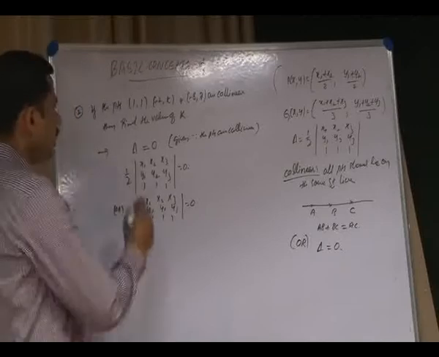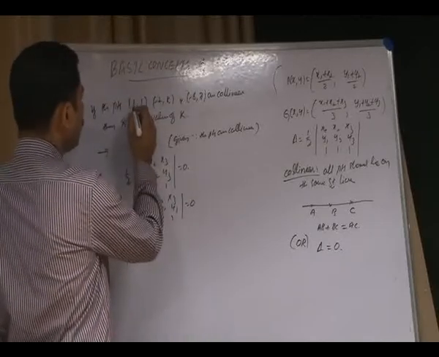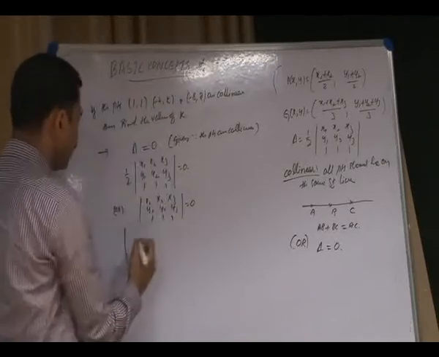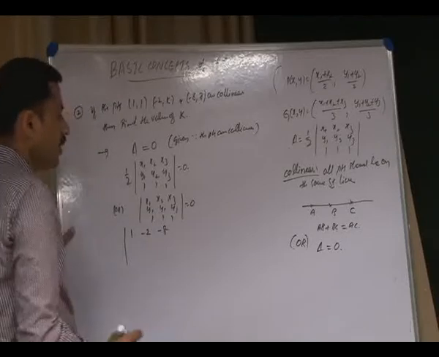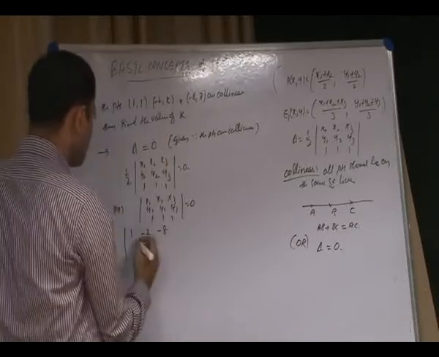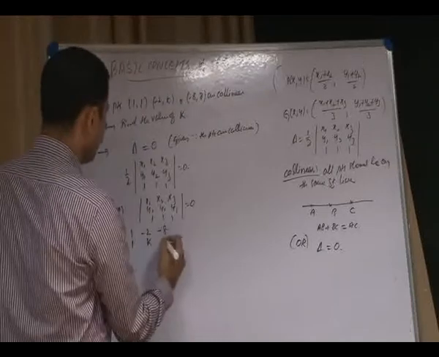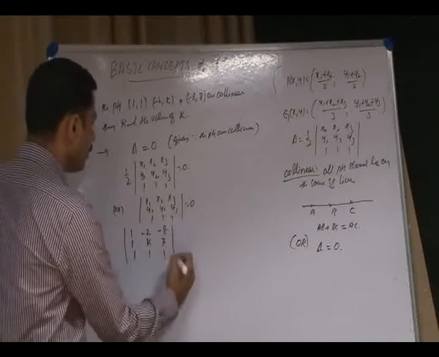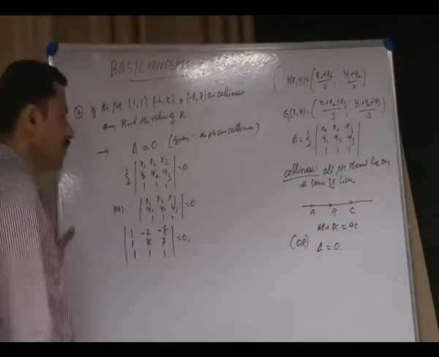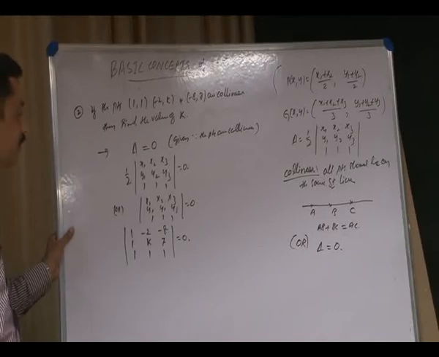So here, the x coordinates come in the first row. Look at the points: 1, minus 2, minus 8. The first row is 1, minus 2, minus 8, the x coordinates. Then the y coordinates are 1, k, 7. The third row is 1, 1, 1, is equal to 0. So just expand the determinant and solve to get the value of k.